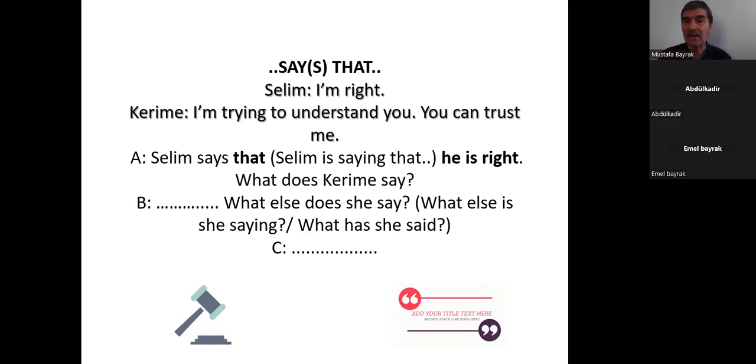What else does she say? What else is she saying? Or what else has she said? This is also interesting. Yes, some people confuse it, okay? What has she said? It's all about present here, okay? So we also can say she has said, okay? She has also said that he can trust her, okay? He can trust her.